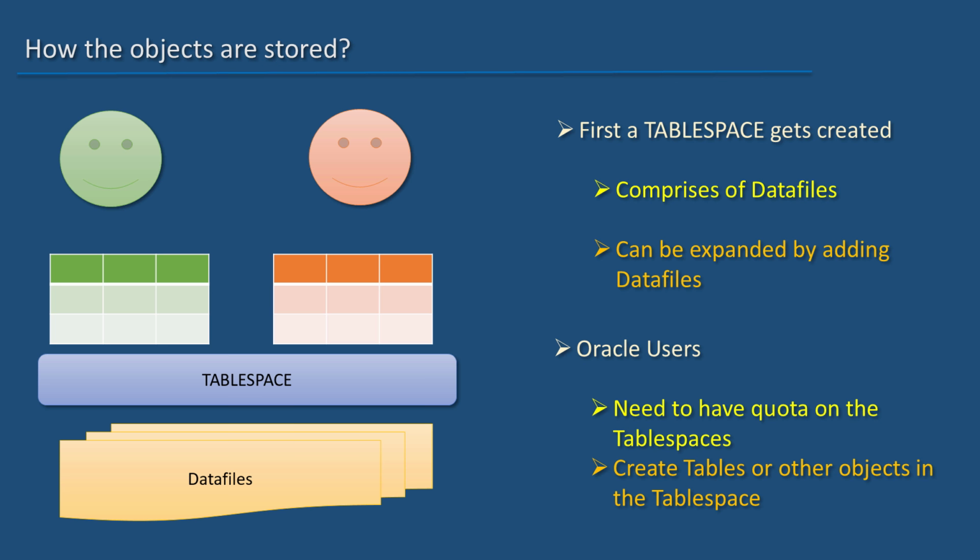Then, if an Oracle user wants to create a table, it needs to be stored somewhere, right? And that would be a table space. A user should have a quota allocated on a table space to create objects on that. Multiple users can store their objects in a table space.